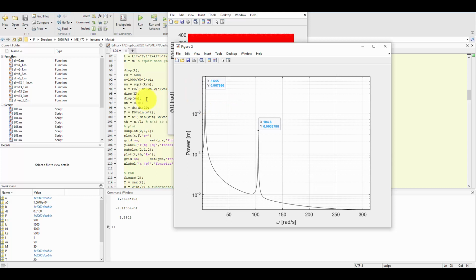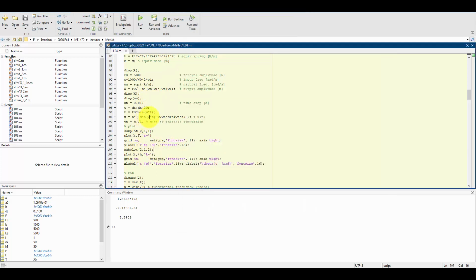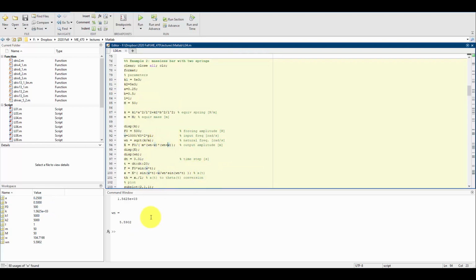So both of these, let's just check our driving frequency is being calculated here correctly. It is 104.7, so that 105 was rounded. And also the natural frequency we find here, when we calculate it correctly, 5.59. So that first one is still a little bit off, but those 2 peaks are pretty close to where we expect them to be.